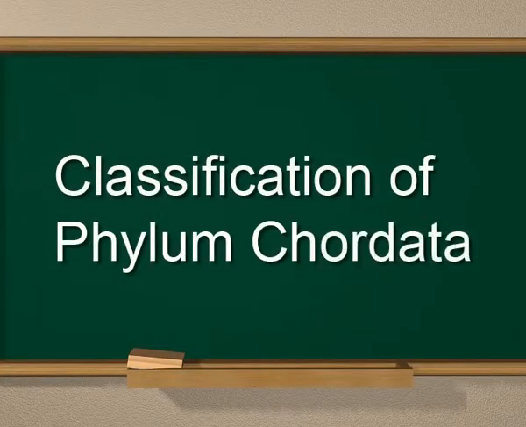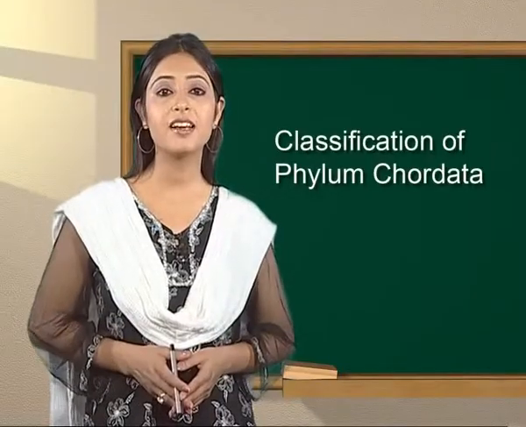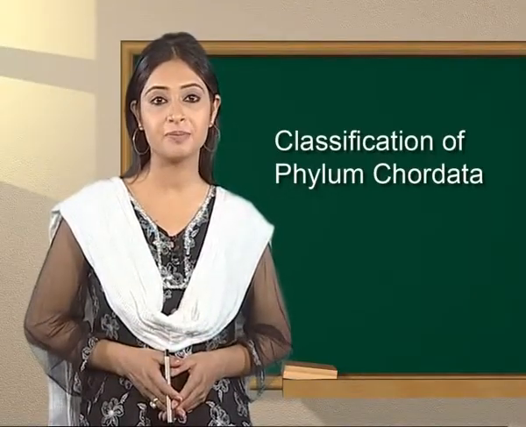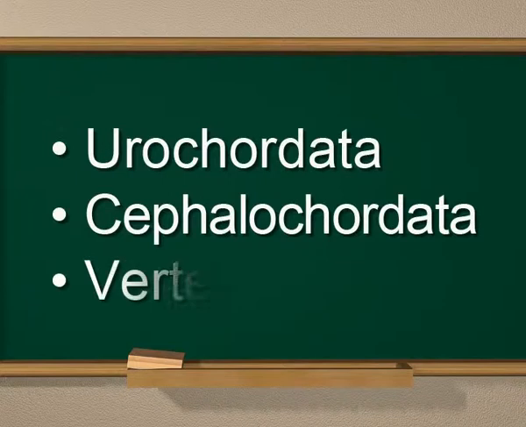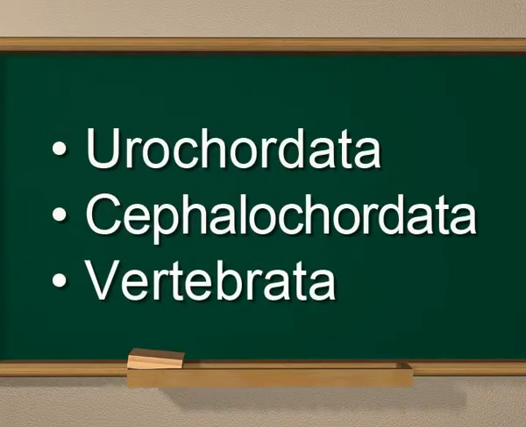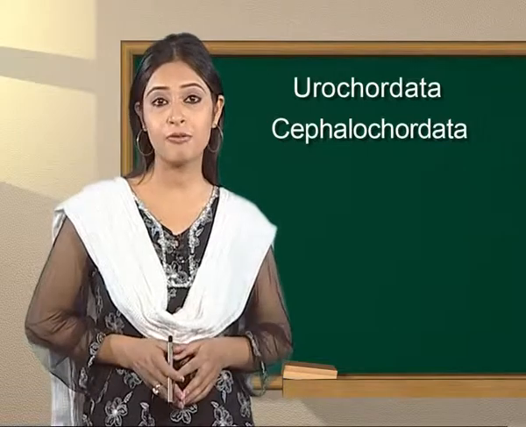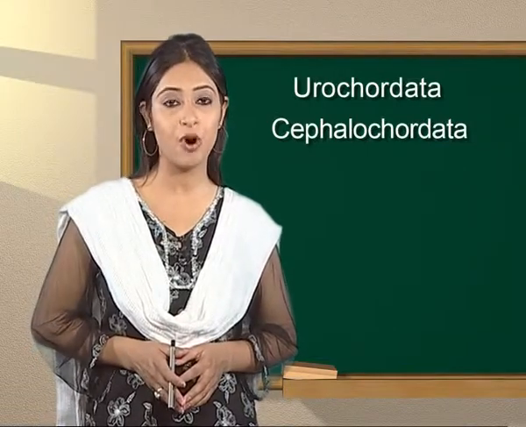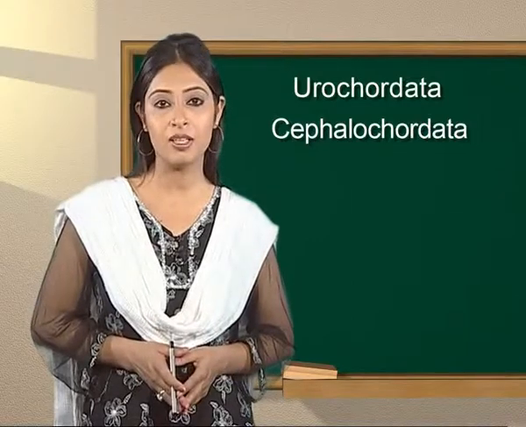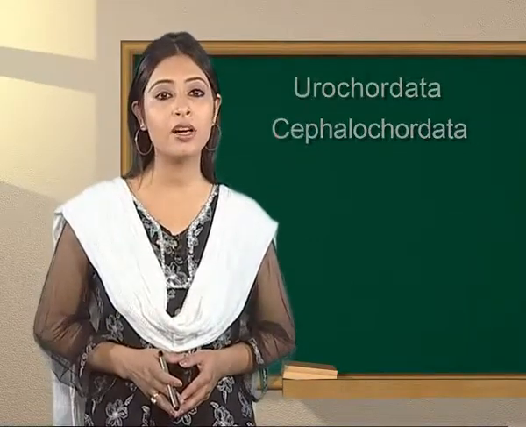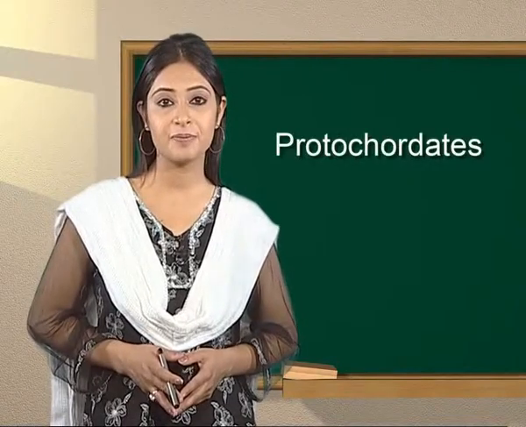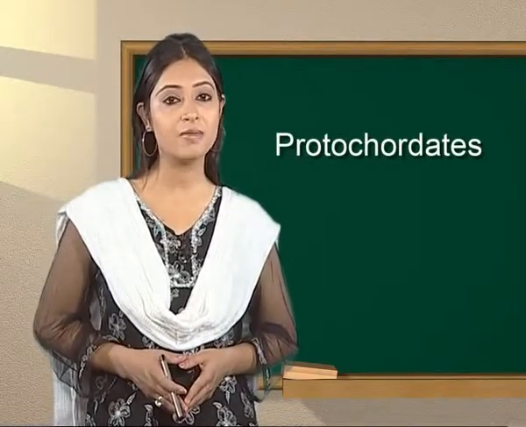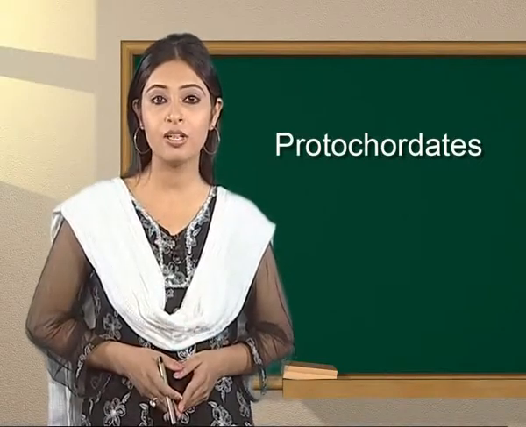Classification of Phylum Chordata. Phylum Chordata consists of three subphyla: Urochordata, Cephalochordata, and Vertebrata. The first two subphyla are small groups of primitive chordates without a vertebral column. They are commonly called lower chordates or invertebrate chordates and are often grouped together as protochordates. The vertebrates are commonly termed as higher chordates or eucordates.